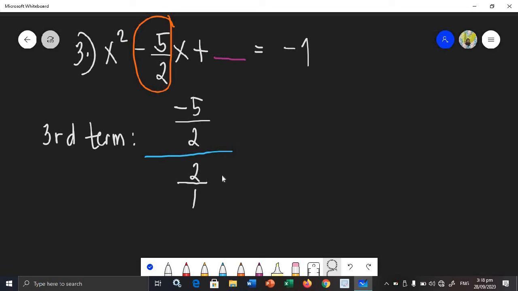Now, paano na po namin, Ma'am, yan masasolve? So, you will be multiplying the means and the extremes. Ma'am, paano po yun? So, ito lang yun.